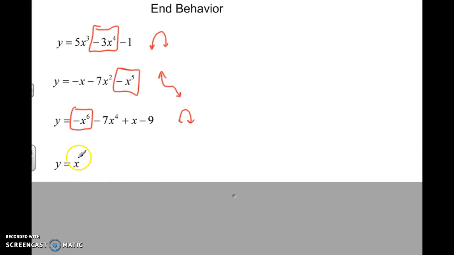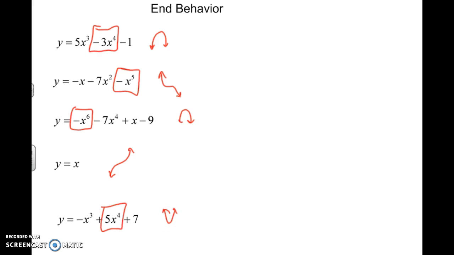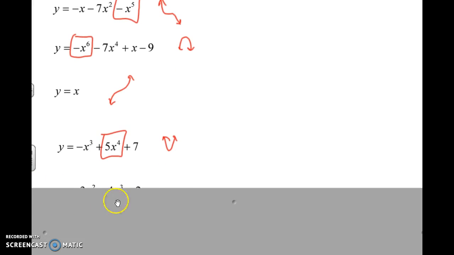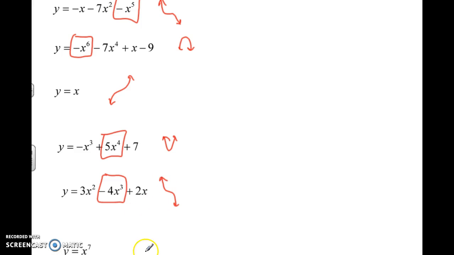This one's positive and odd, so that's going to be down, up. And this one is positive and even, that's going to be up, up. And this one looks to be negative and odd, up, down. Sorry. And this one's positive and odd. That's down, up.